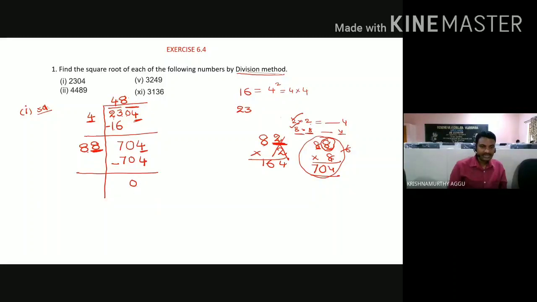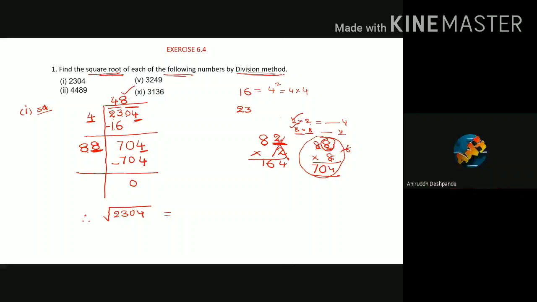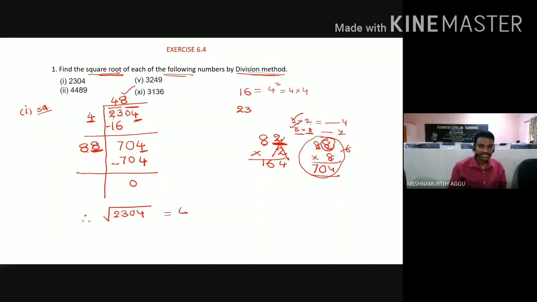Till getting remainder 0, you have to continue this division process. Therefore, the question is asking us to find the square root of the given number by using the division method. This is called the division method. The square root of the given number 2304, what is the quotient you got? 48. So that is the square root of the given number. This is a new method you have just learned.